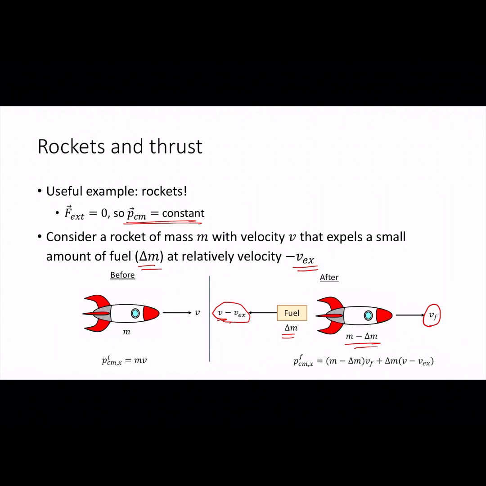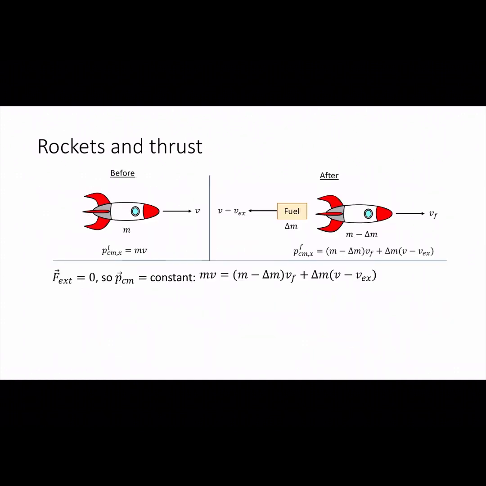So I'm going to talk about the initial momentum in the x direction and the final momentum in the x direction. Initially, I just have the mass of the rocket times velocity v. The final momentum is the mass of the rocket that's left times its velocity v final, plus the mass of the fuel times its velocity v minus v expulsion. And now I just need to do a little bit of math. I've reproduced those formulas, used conservation of momentum, or equivalently this statement about external forces, to say mv is equal to these two terms.